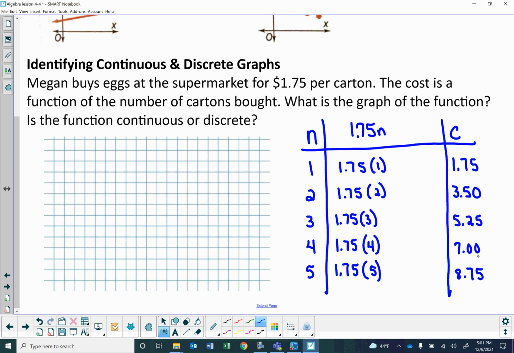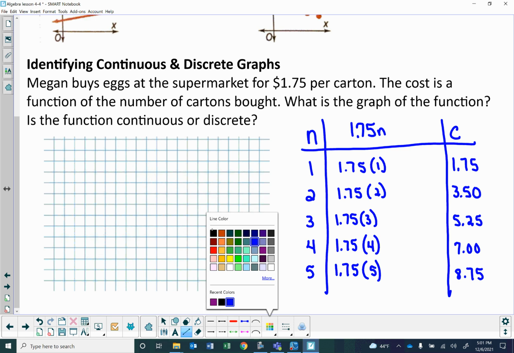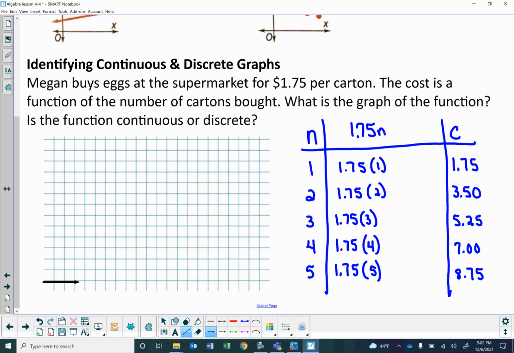Okay, so I'm going to start graphing this. I can buy a lot of cartons of eggs. I mean, it depends on how many eggs I need. Maybe I need a lot of eggs. Maybe I really, really like eggs, and I want to buy 100 cartons of eggs. I'm going to make a lot of eggnog. Who knows?